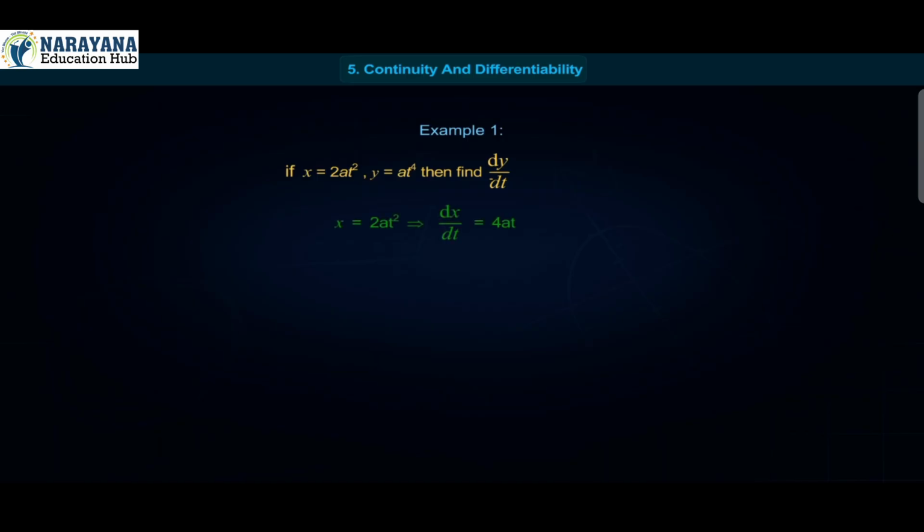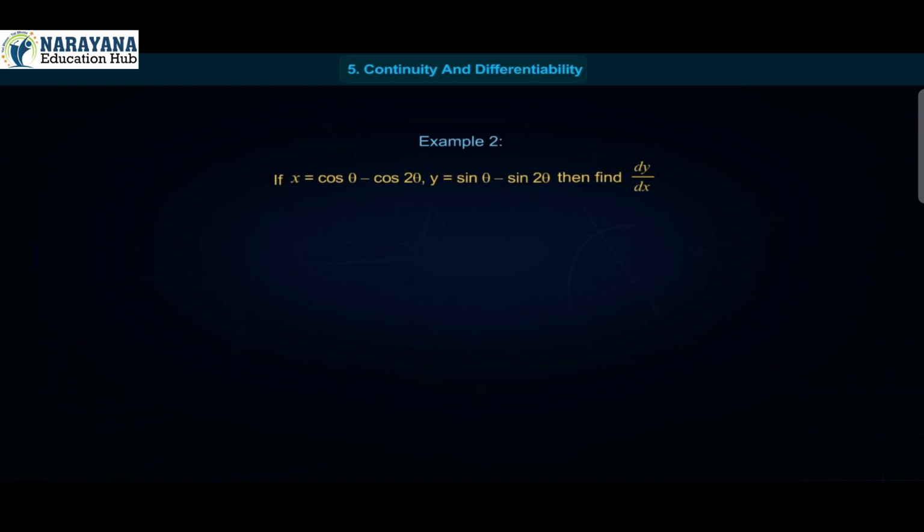Solution: x is equal to 2at², which implies that dx by dt is equal to 4at. y is equal to at⁴, which implies that dy by dt is equal to 4at³. dy by dx is equal to dy by dt upon dx by dt, which is equal to 4at³ upon 4at, which is equal to t².